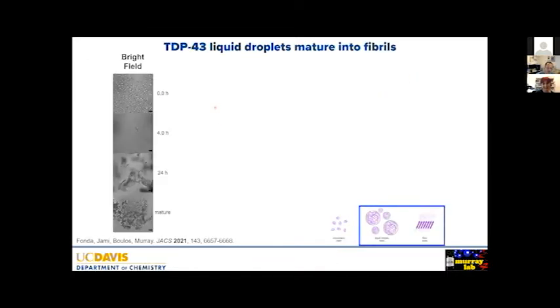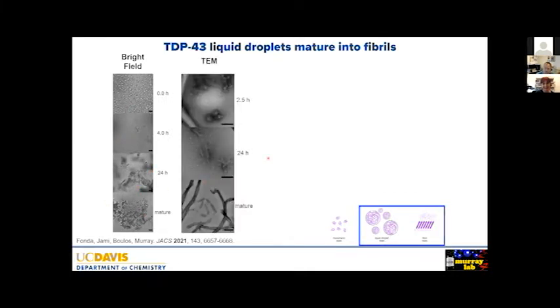Anyway, we took these droplets and allowed them to age in the test tube. As you can see with these bright field microscope images on the left, they gradually form these amorphous looking aggregate structures. Turning to a slightly higher resolution technique, we use transmission electron microscopy, and these negatively stained electron micrographs show that amorphous aggregates appear as the droplets disappear. They transition into heterogeneous fibril-looking structures that then mature into these highly bundled fibers over the span of a week.